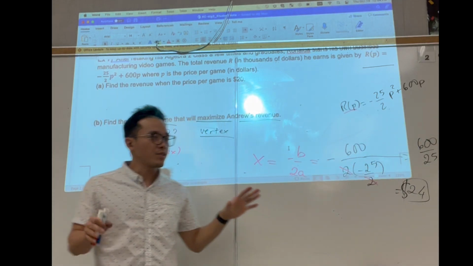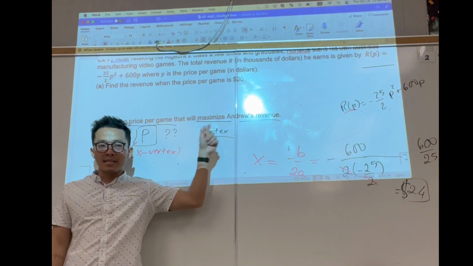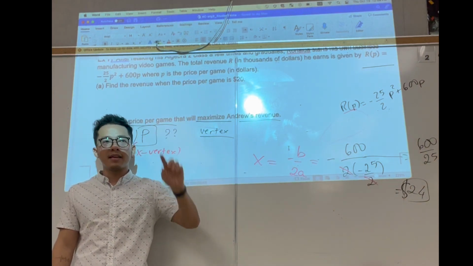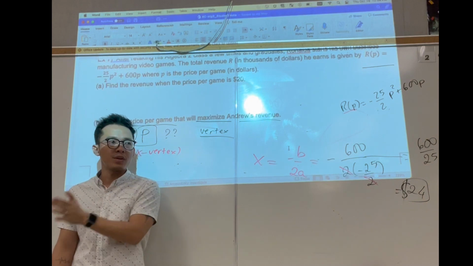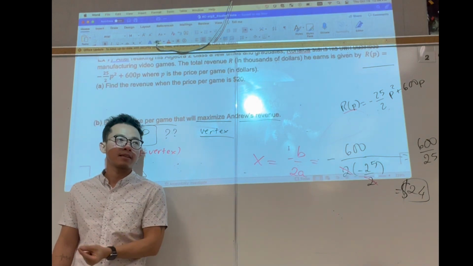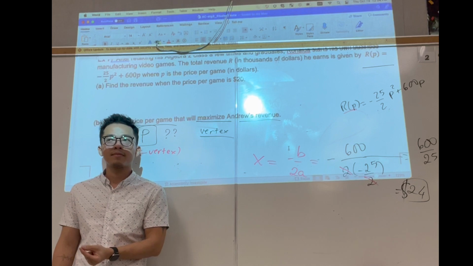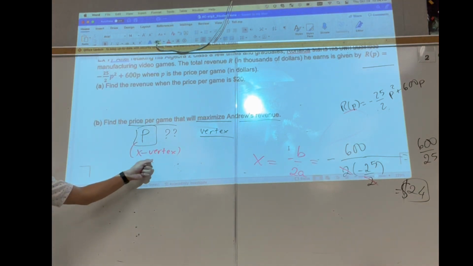Again, to summarize, maximize and minimize are about the vertex. Maximum value and minimum value are about the y vertex. So you always need to read the question. What do they ask? Okay.